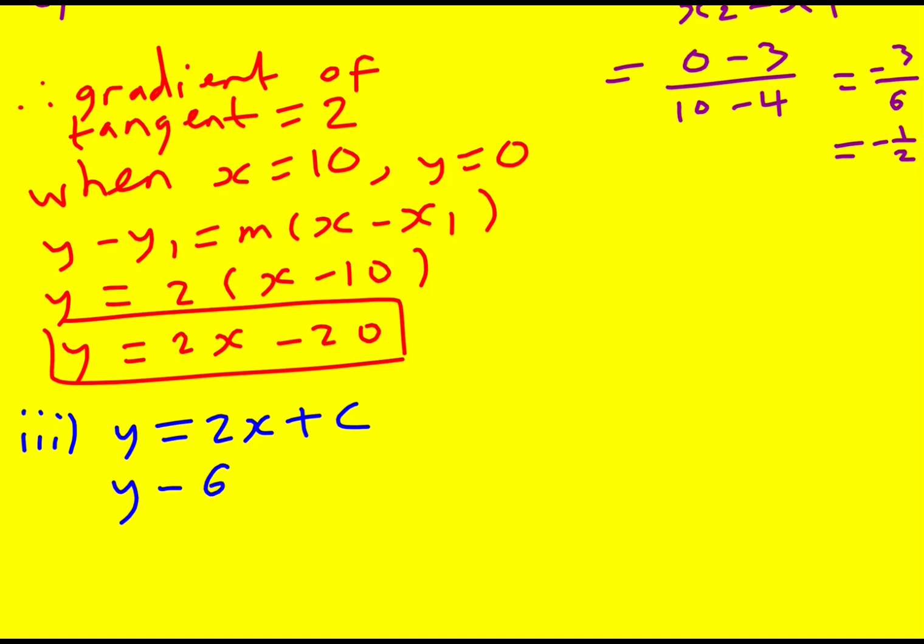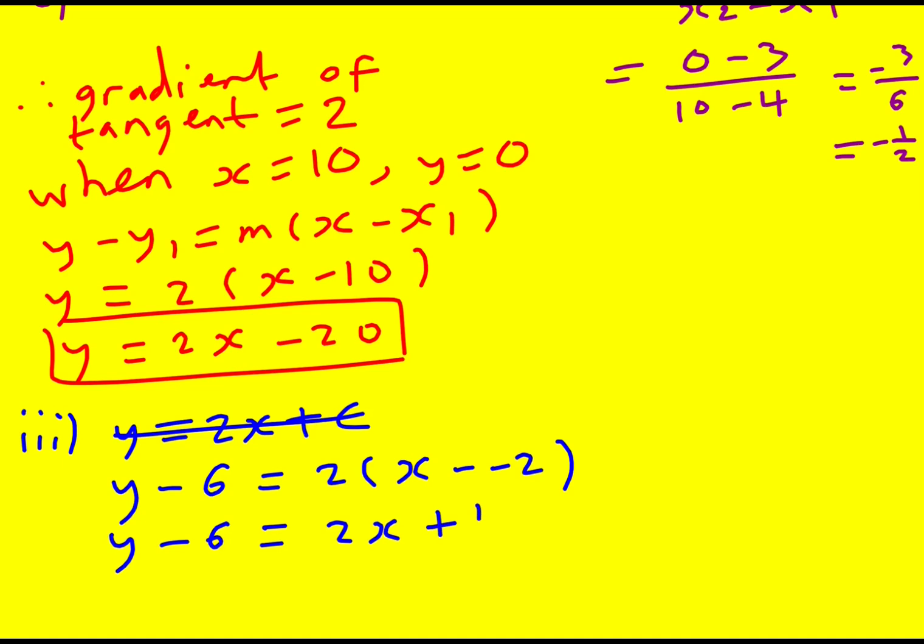So y minus 6 is going to equal 2 times x minus minus 2. I've used y minus y1 equals m times x minus x1 again. But that was useful. y minus 6 is equal to 2x, that's going to become plus 2, so plus 4. y will equal 2x plus 10.